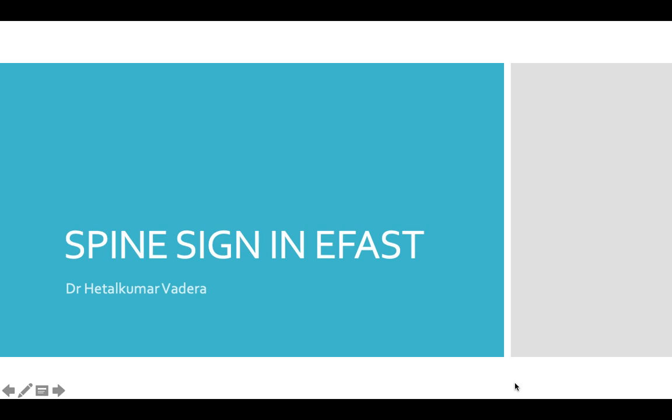EFAST is a very important component of POCUS, that is point of care ultrasound, and FAST is basically focused assessment with sonography in trauma patient, and EFAST is extended FAST that involves lung ultrasound also. So we are basically looking for fluid inside the peritoneal cavity, pericardial cavity, and thoracic cavity in EFAST with various EFAST views. So today we are going to see the spine sign.